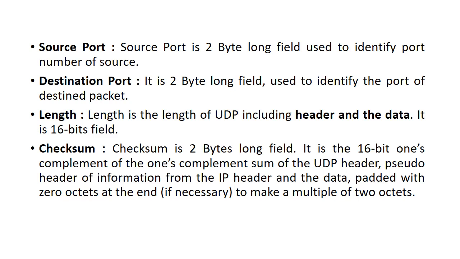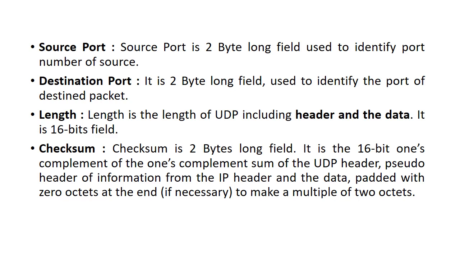There are two essential parts while sending the packet: the sender as well as the receiver port number is essential, as we discussed in the previous slide. Similarly, the destination port is a 16-bit field. It identifies the port number of the destination. The next one is the UDP length. The UDP length is the length of the UDP packet including the header and data. It's a 16-bit field.